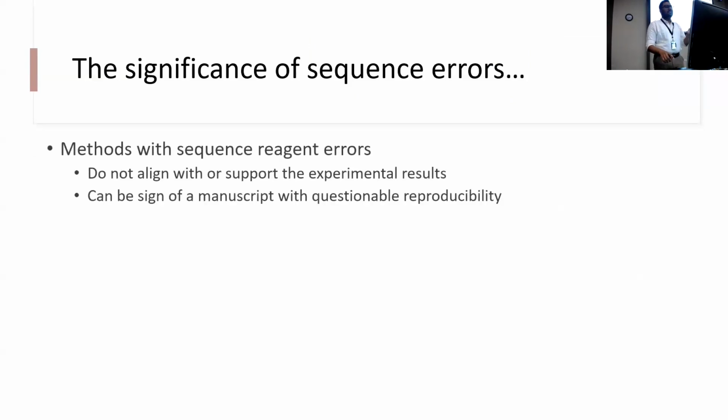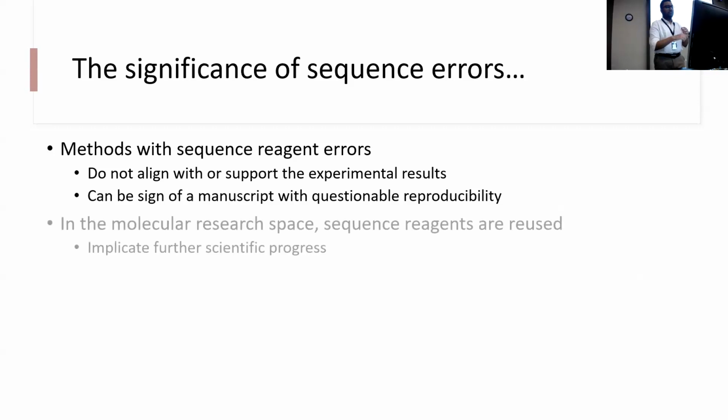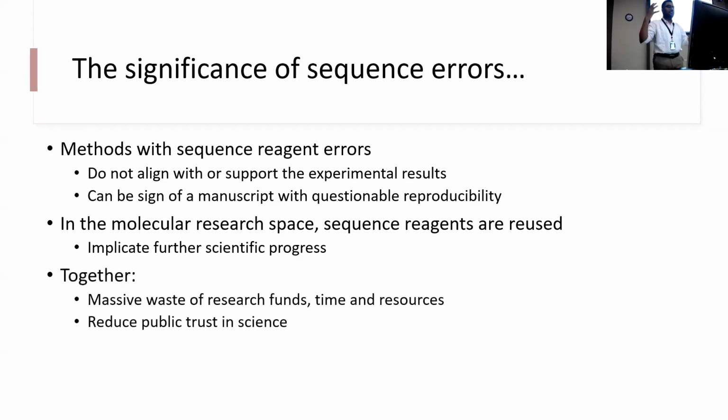So these errors are concerning, as methods that describe the use of wrongly identified sequences do not align with the results that are claimed to be produced by a particular manuscript, and thus could be a sign of questionable reproducibility. Furthermore, in this molecular research space, researchers like to reuse sequences across the published domain. And so not only will we see the propagation of unreliable results, but we could also see the propagation of incorrect reagents if left uncorrected, and thus implicate scientific progress, and lead to the waste of research funds, time, and resources that could culminate in the reduction of public trust in science.